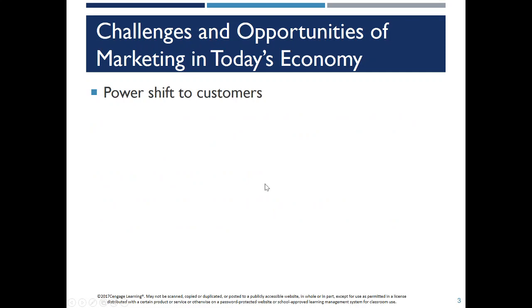Okay, so things going on today that are both challenge and a problem. The first thing is there's been this major power shift to consumers. You have so many different avenues in which to gather information and make decisions about product purchases. A good example is, with technology, we can go into, say, Best Buy, try out a number of laptops, and then go online and find the cheapest price and buy the product from that place.